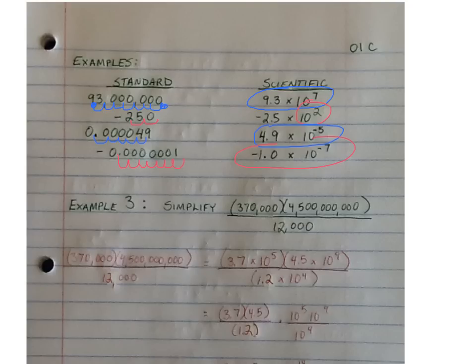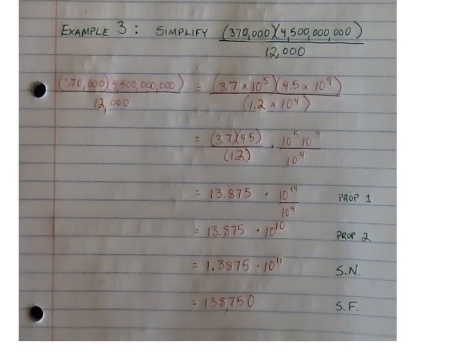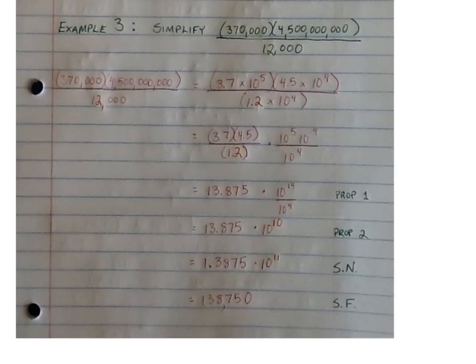Generally, the way you could think about it is large numbers, numbers greater than 1, will have a positive exponent, and small numbers, numbers between 0 and 1, will have the negative exponent. Below I've given an example that combines what we've learned about exponents with scientific notation. So, simplify 370,000 times 4.5 billion divided by 12,000.